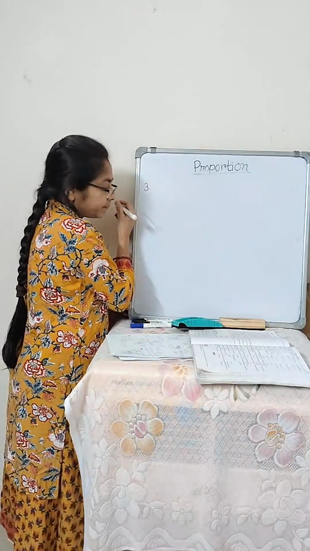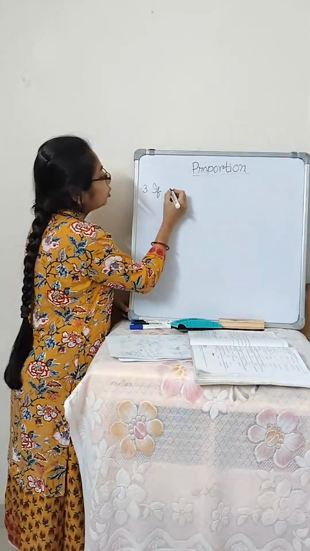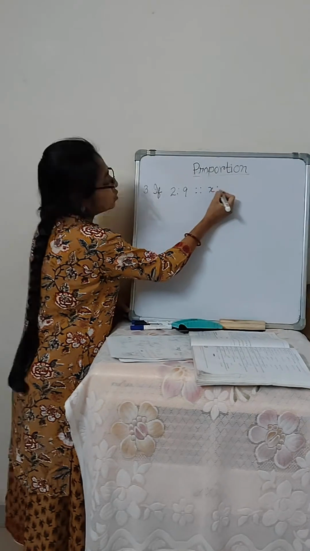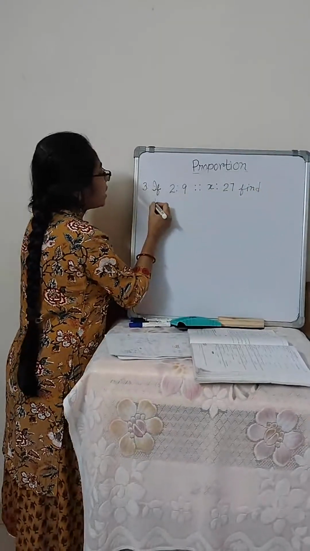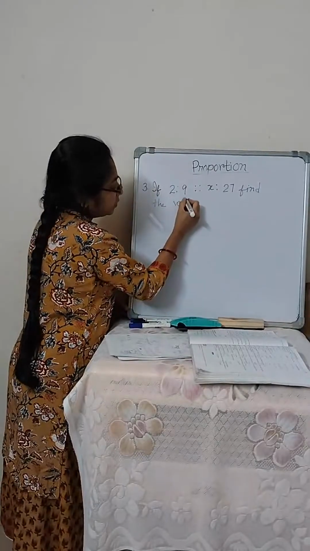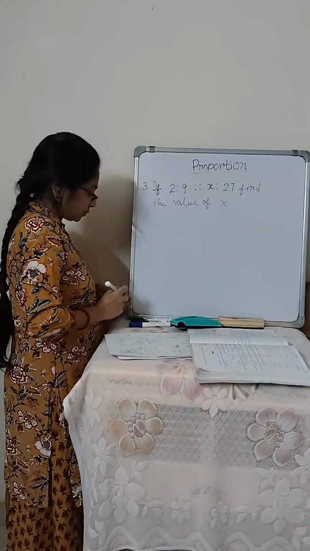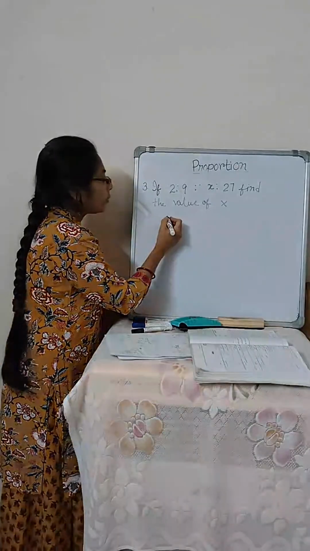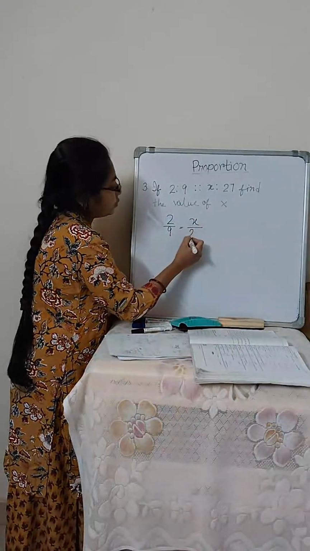Number 3. If 2:9 proportion 8:27, find the value of x. Find the value of x. First I write it the normal way. How can I write 2/9 equal to x by 27?